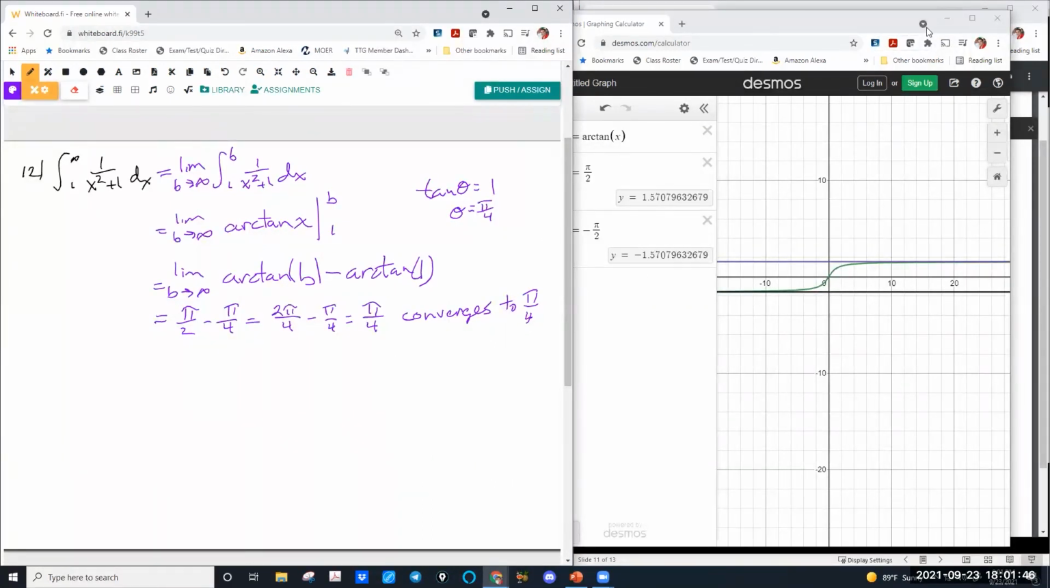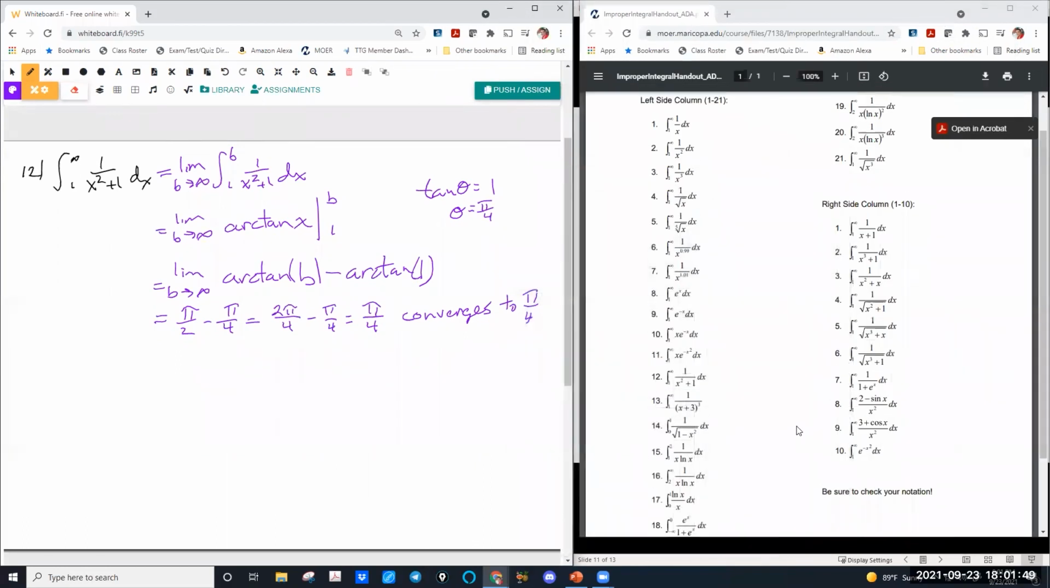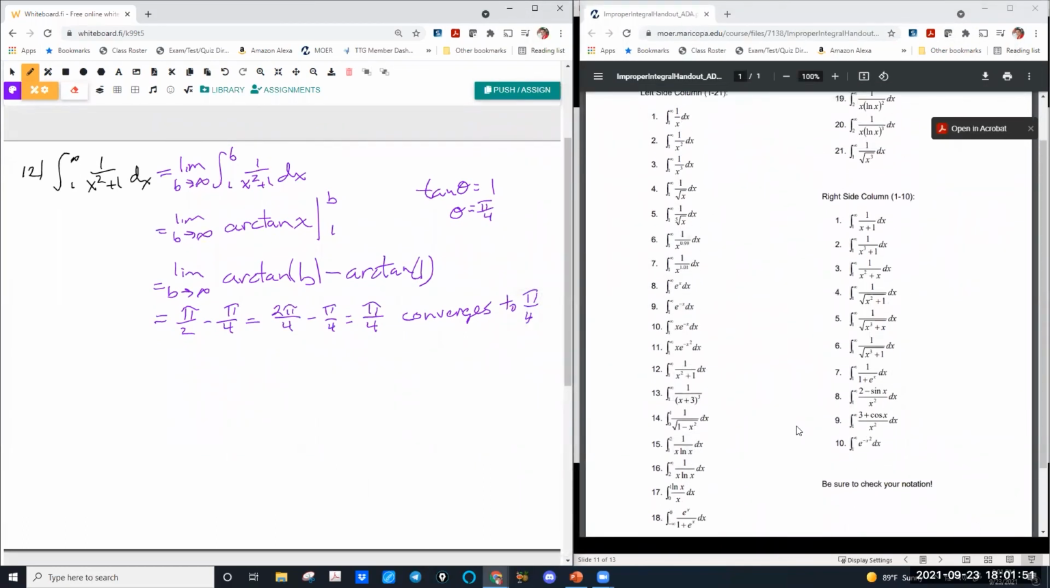Questions about that before we go find one to compare it to? Okay. So we need one to compare it to. Remember, you go off the lead term. So we're looking for something that has either a 1 in the numerator and x squared in the denominator, or reduces to 1 over x squared.